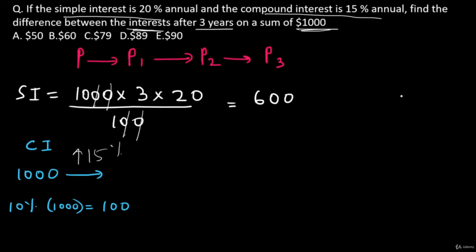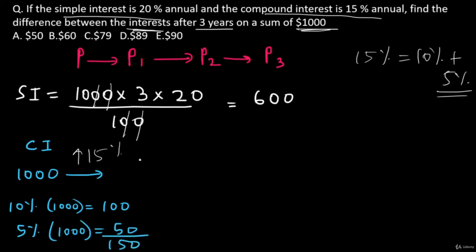Now 15% is 10% plus 5%. All right. So we have found that 10% is 100. Now 5% is just half of 100, right? So that's equal to 50. Now 100 plus 50 is equal to 150. So 1000 will be increased by 150 and it will become 1150. So that is after 1 year.